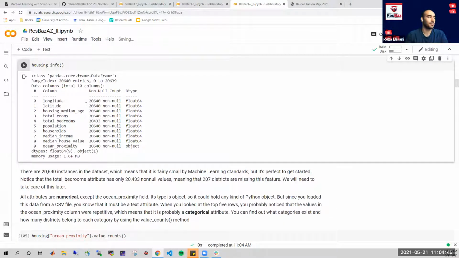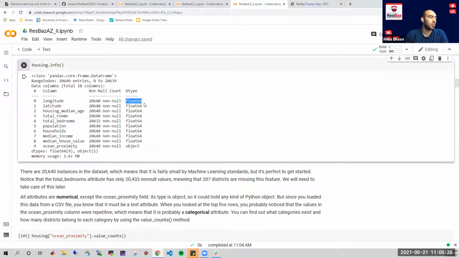It shows that there are 20,640 instances in the data set, which means that it's fairly small by the standards of machine learning, but it's a perfect example to start. Also notice that for the total bedrooms attribute, it only has 20,433 non-null values, meaning that there are 207 districts that are missing this feature, and we will need to take care of this. We will discuss this later on in more detail.